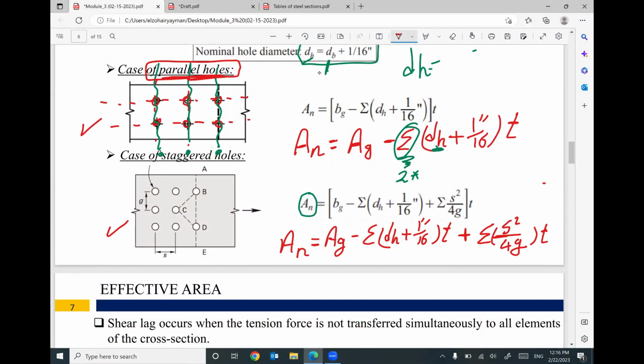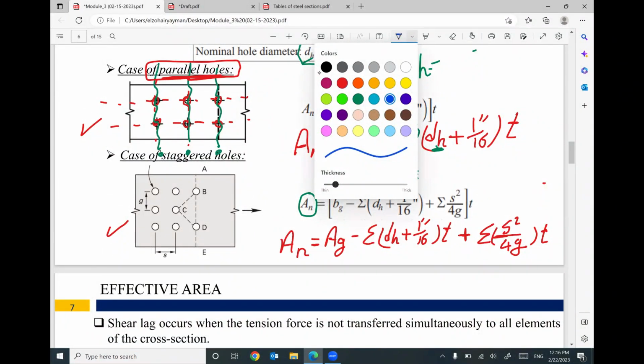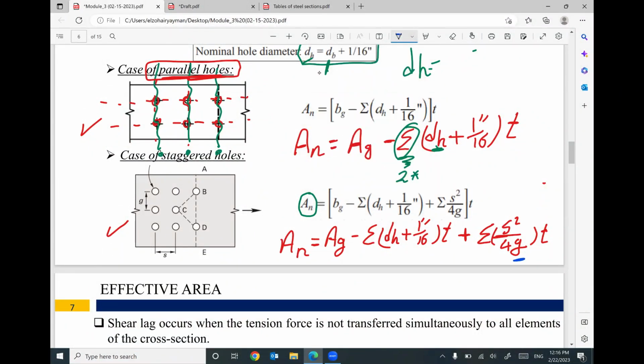So let me talk about the meaning of S squared and G. S, as explained here, is the horizontal distance between this bolt and the next bolt. This is S. G is the vertical distance between this bolt and the next one. So assume we have here a row and another row. The distance between these rows equals G. And if you have a column here and another column, the horizontal spacing is called S. So S squared divided by 4G, times thickness.